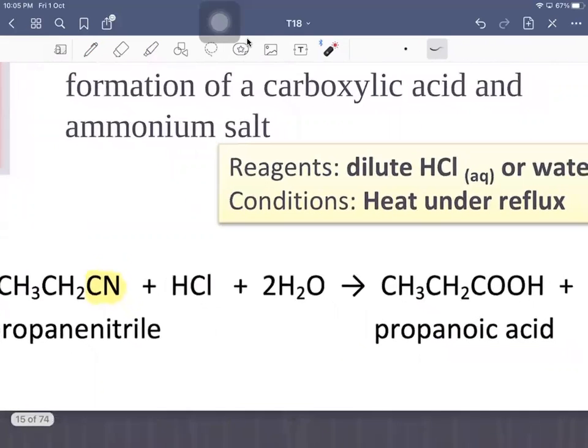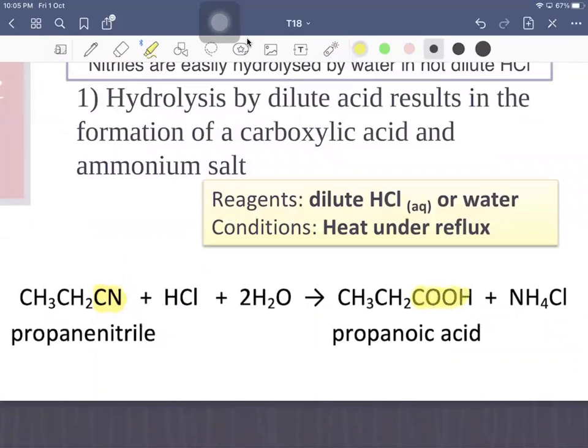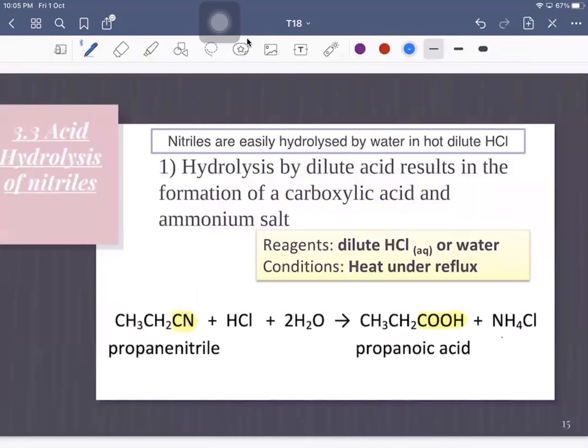And then look what happens to your CN group. It turns into a COOH. Okay, so as easy as that. The other product that you're forming is what we call an ammonium chloride. You have met ammonium chloride actually in topic 3, where we talk about the coordinate or dative covalent bond. Okay, so ammonium chloride is actually an ionic molecule made up of ammonium ions, NH4 plus, and chloride ion, Cl minus.